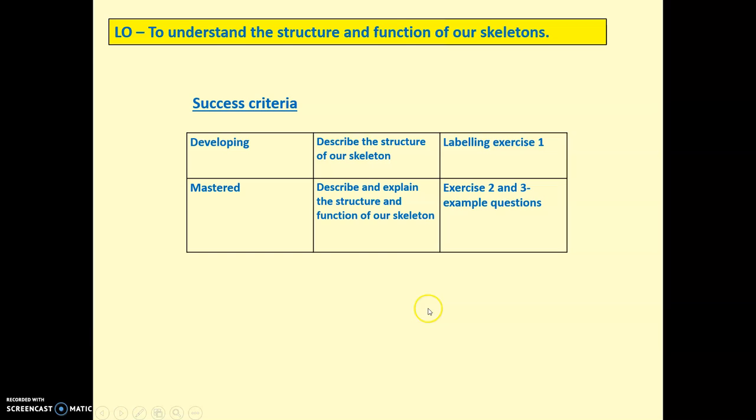Okay, so the success criteria for this learning session is to describe the structure of our skeleton with a labelling exercise, exercise 1, and describe and explain the structure and function of our skeleton, and that's exercise 2 and 3 with example questions.